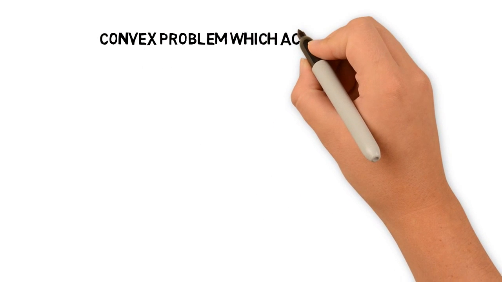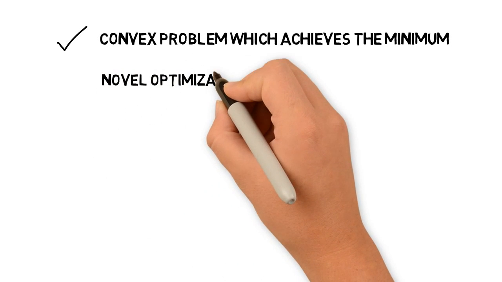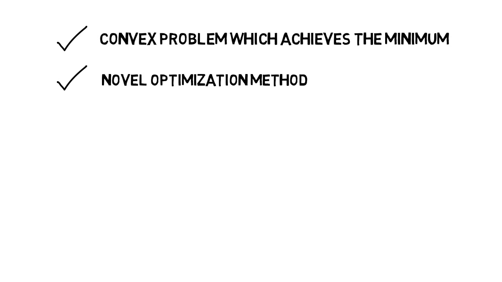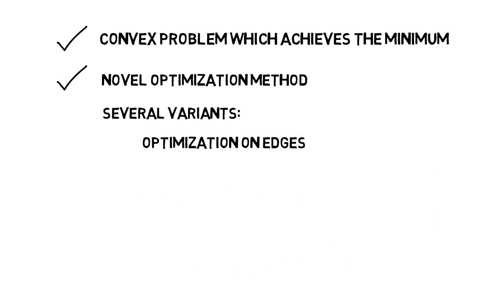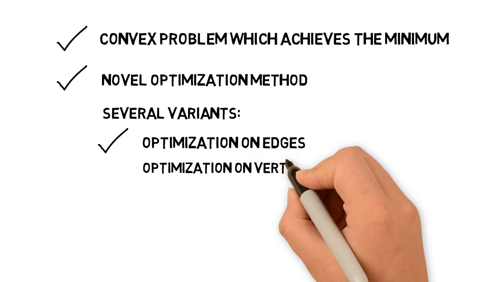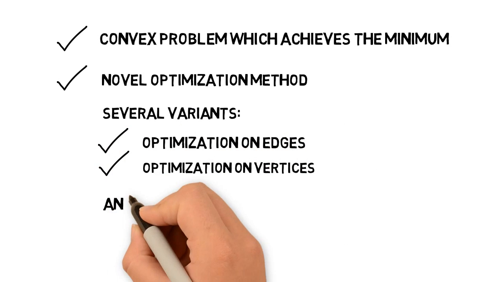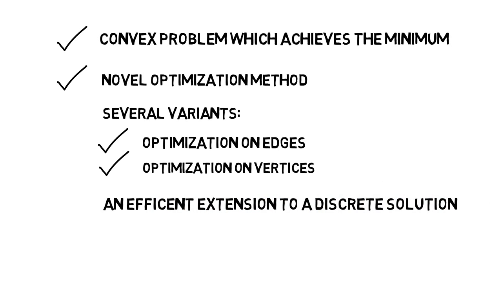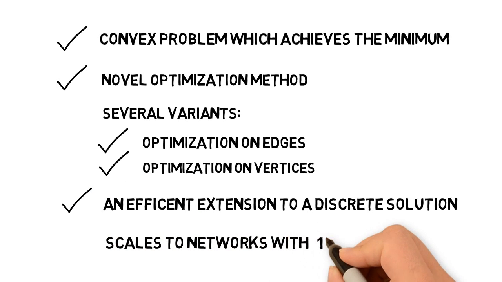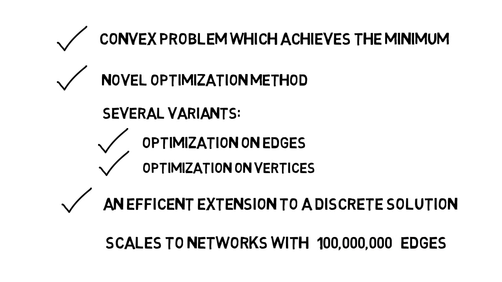Our method has several advantages. First, the optimization problem is convex and therefore achieves the global optimum. We introduced a novel optimization method for this problem. We also provide an optimal solution with a focus on edges and another with a focus on vertices. We propose an extension to our method which provides an efficient, discrete solution. Finally, our method is highly scalable and can solve the problem for networks with hundreds of millions of edges.